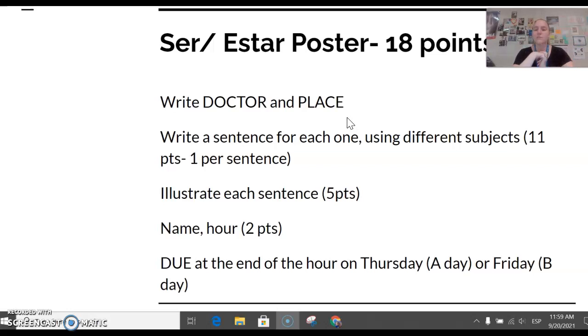I want you to use a different subject for each one. So someone's name, it can't be I am. So be creative. My brother, my mom, my dad, my siblings and I, etc. But you need to use at least the yo, the tú, usted, él, ella, nosotros, and ustedes, ellos, ellas forms for each verb. Okay?